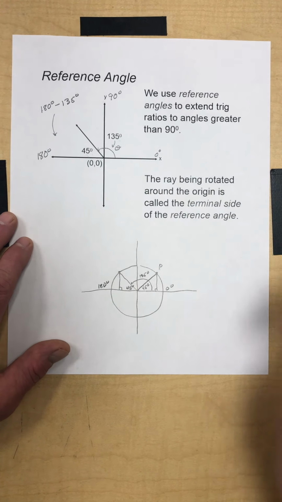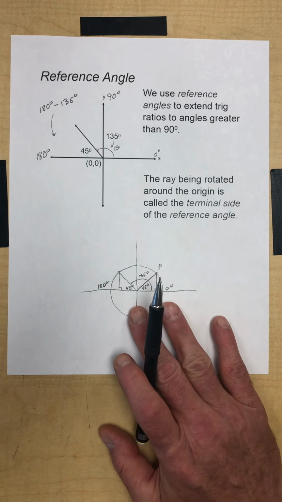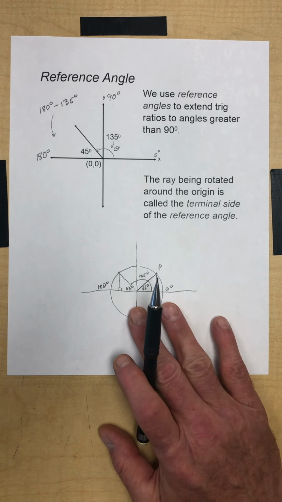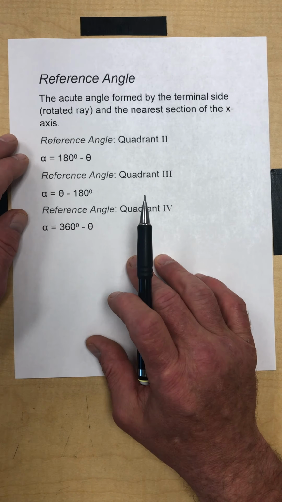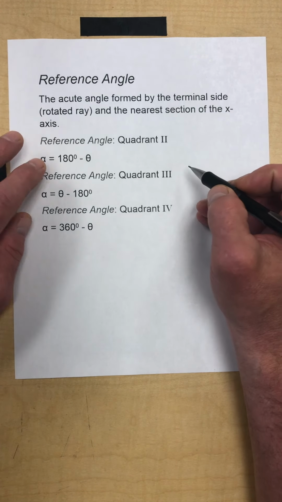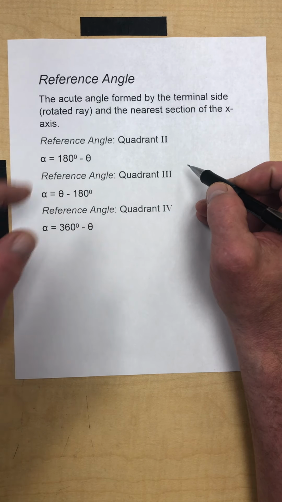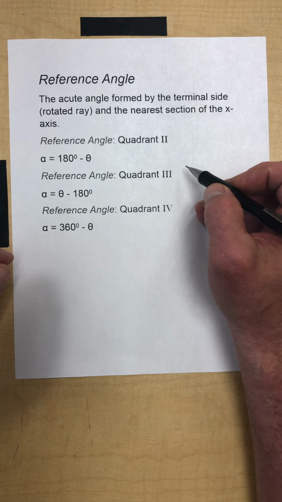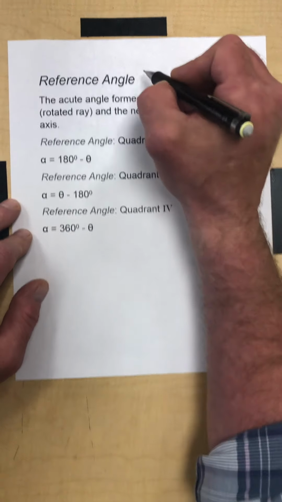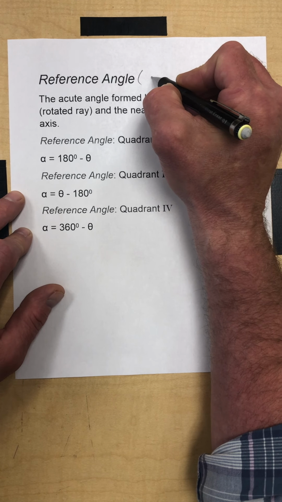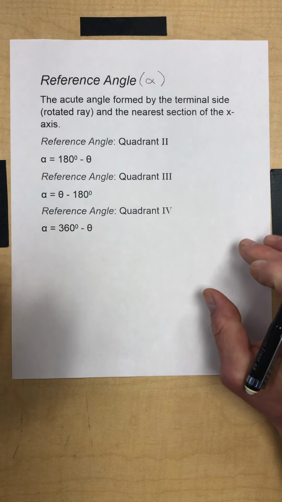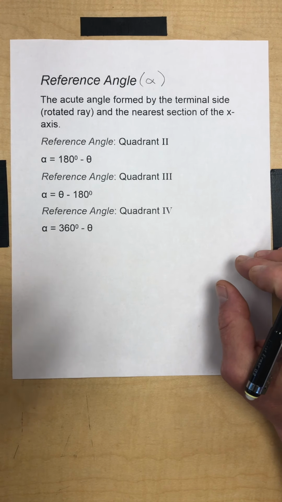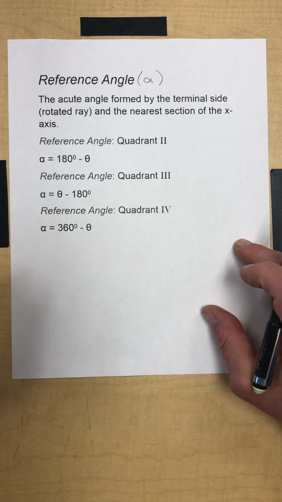So these reference angles are real important. And we have some rules for finding them, and they're pretty easy to do. All right, so for a reference angle, we're using this theta as our angle of rotation. A lot of times with a reference angle, we'll use a Greek letter, and we use alpha, although there's no rule that says you have to do that. It's just kind of common practice.